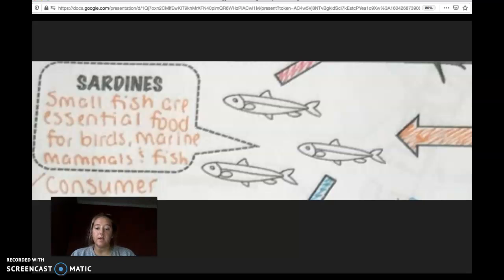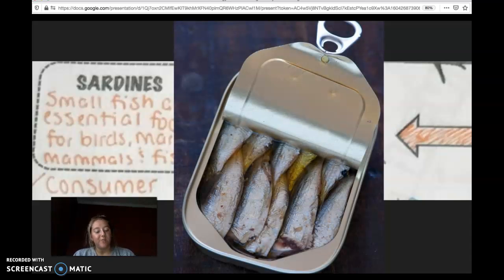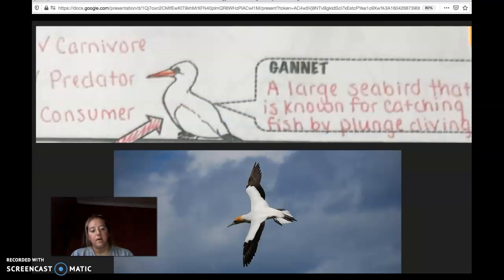All right, and then two things actually eat our sardines. We're going to go to the top first. Oh, sorry. These are what you buy in a can and eat. So this is your can of sardines. So your can of sardines ate zooplankton, which ate phytoplankton. Now, a gannet is one of the birds that's actually going to eat these sardines. They're large seabirds that are known for catching fish by plunging and diving. They're carnivores, they're predators, and they're consumers.